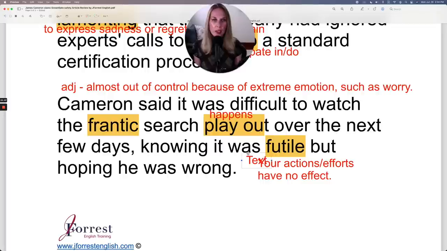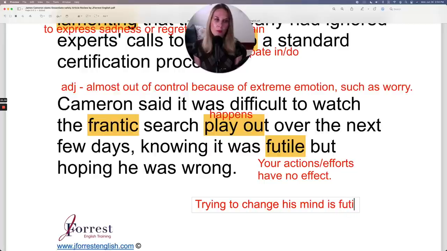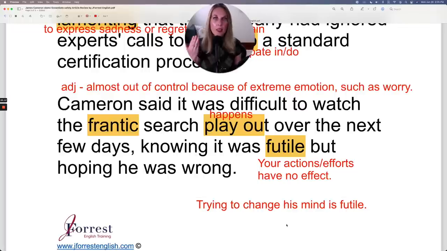You could say trying to change his mind is futile, which means you could give this person every logical reason why they should change their mind, but it's not going to have any effect. That person is not going to change their mind no matter what you say. It's futile. Trying to change someone's opinion is futile.